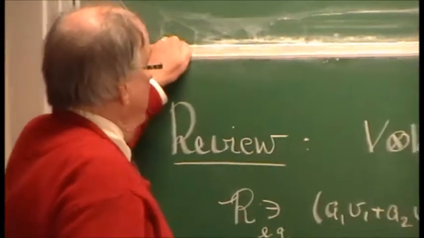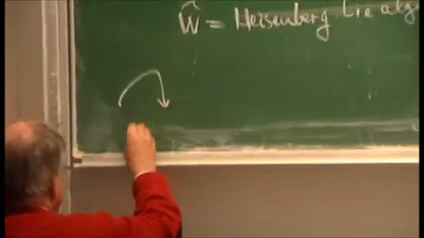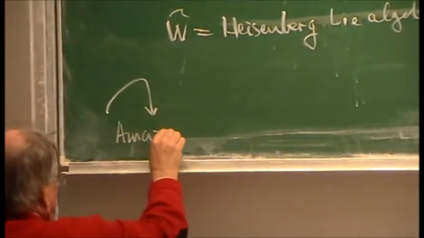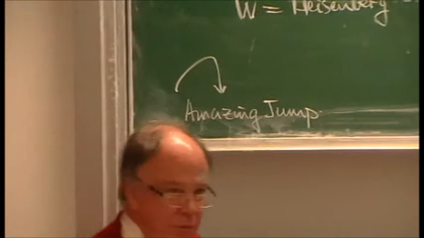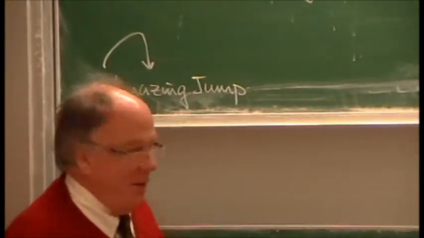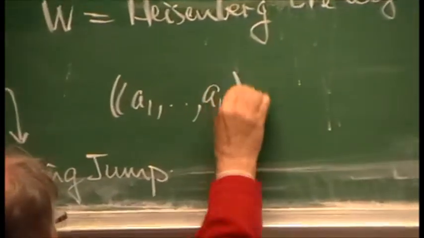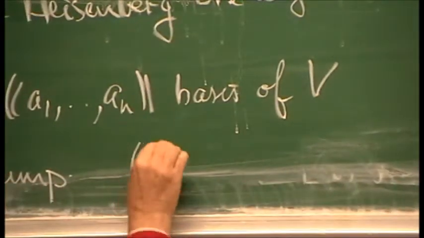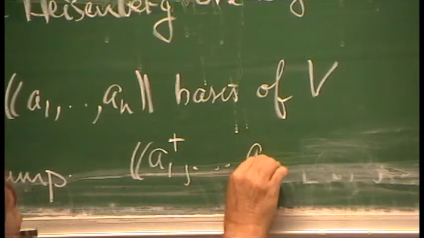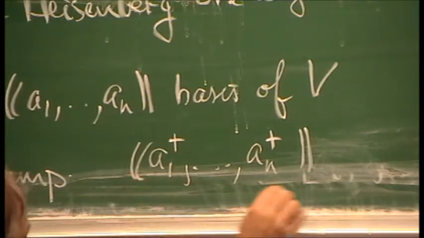But in fact, if you take bases, so what we're going to do is something amazing here. So there's an amazing jump that nobody was satisfied with yesterday, and I'm happy you weren't. But the amazing jump is you take a basis of V and a basis of V star. No, this is a dual basis.